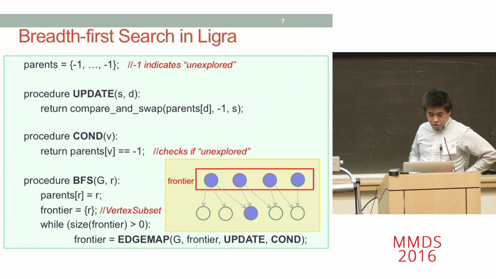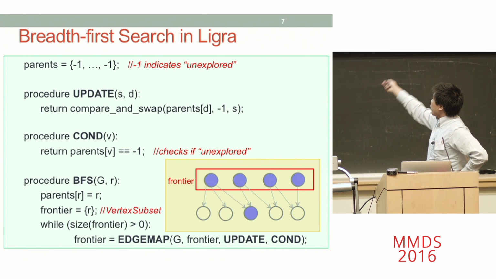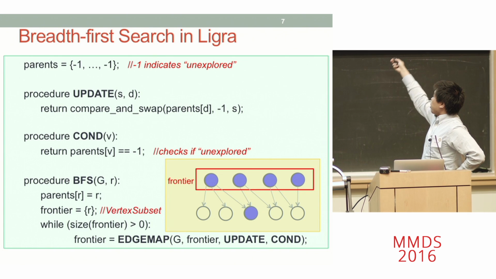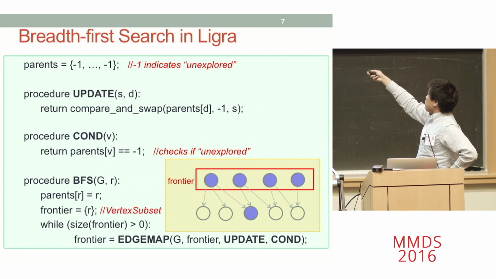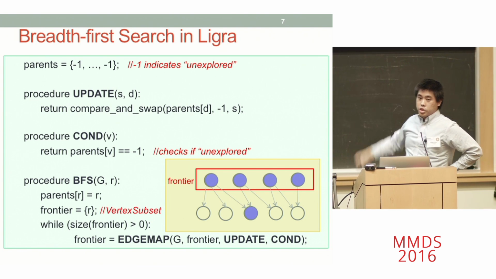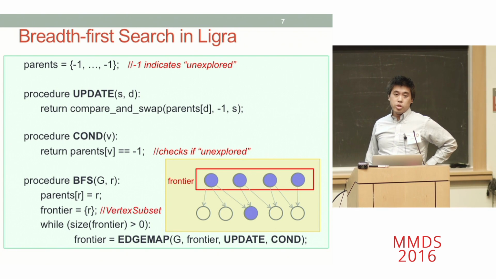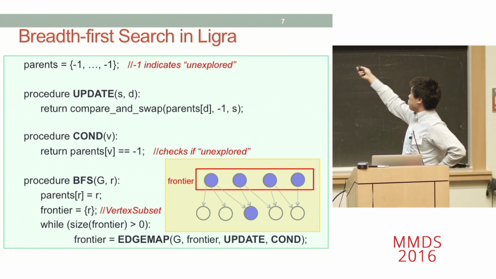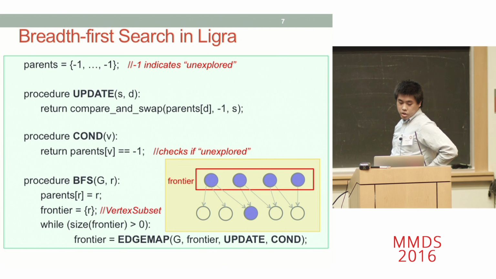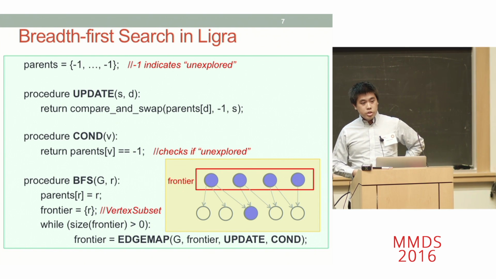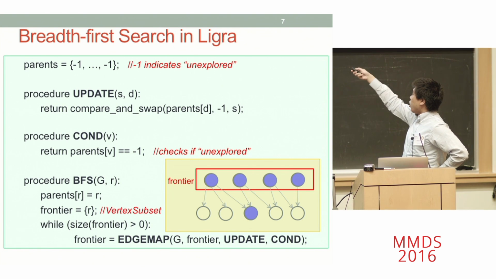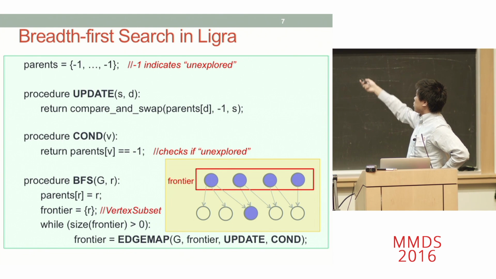So to illustrate how this works, let's do a simple example here. Let's say our frontier contained these 4 vertices in this red box, and all of the vertices shaded blue have already been explored in the BFS, and the unshaded vertices have not yet been explored. The first thing EdgeMap is going to do is apply this cond function to all of the outgoing neighbors of the frontier vertices.